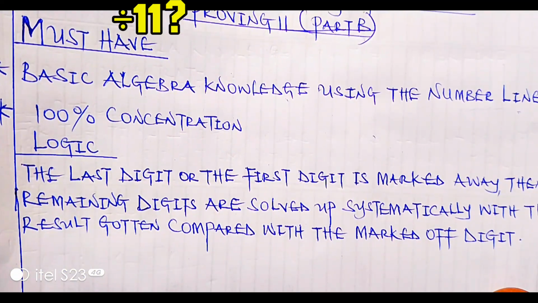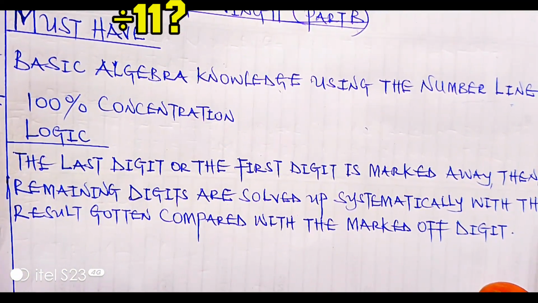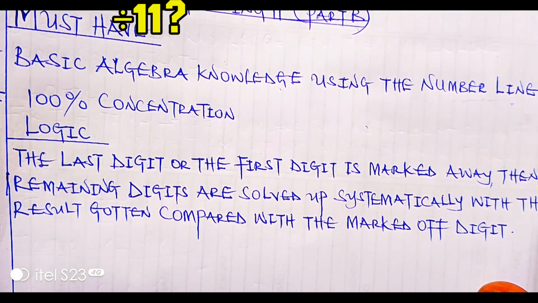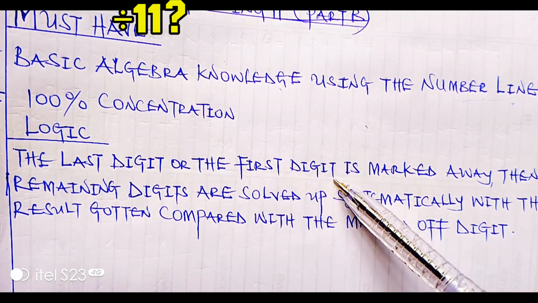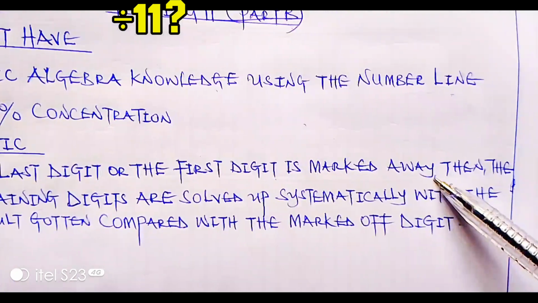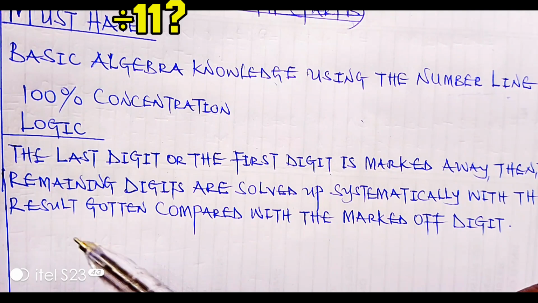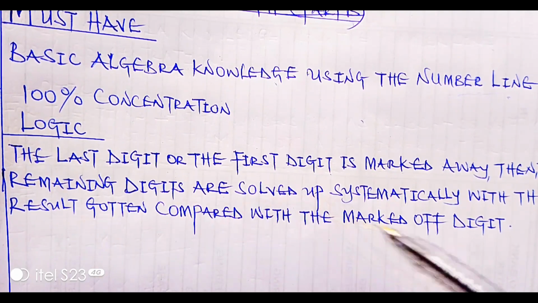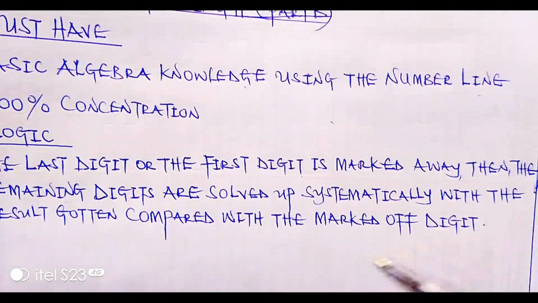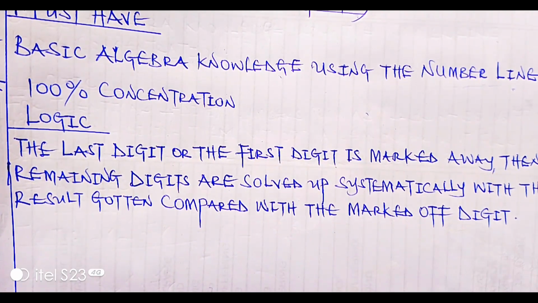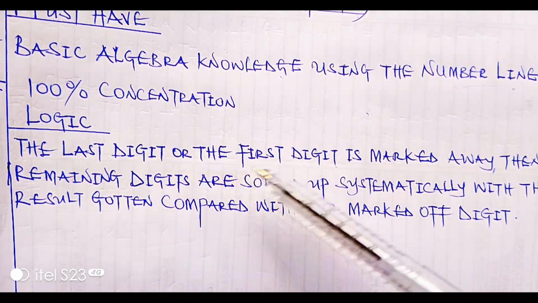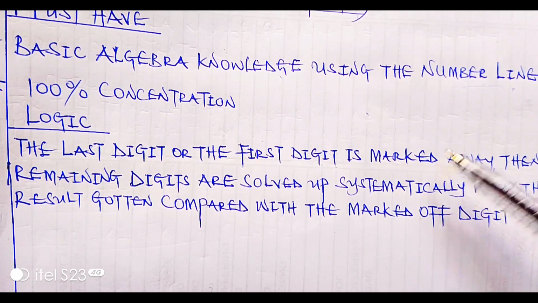I want you to concentrate 100%, because this series, which is the last of all the series we've been taking, is going to be quite tricky, but very easy. So this is the logic. The last digit or the first digit is marked away, then the remaining digits are solved up systematically, with the result gotten compared with the marked up digit.